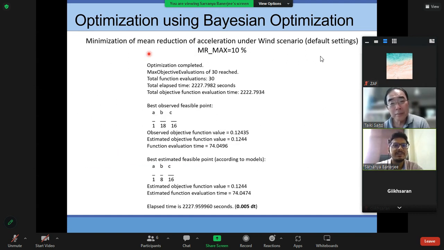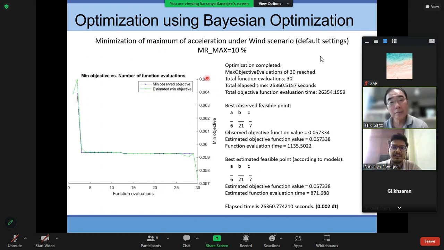And another is the minimization of the mean reduction of the acceleration. So again, here we take the acceleration using the hybrid control and the acceleration using the unbonded isolator, take the ratio for the 10 earthquake scenarios and then minimize the mean of that ratio.